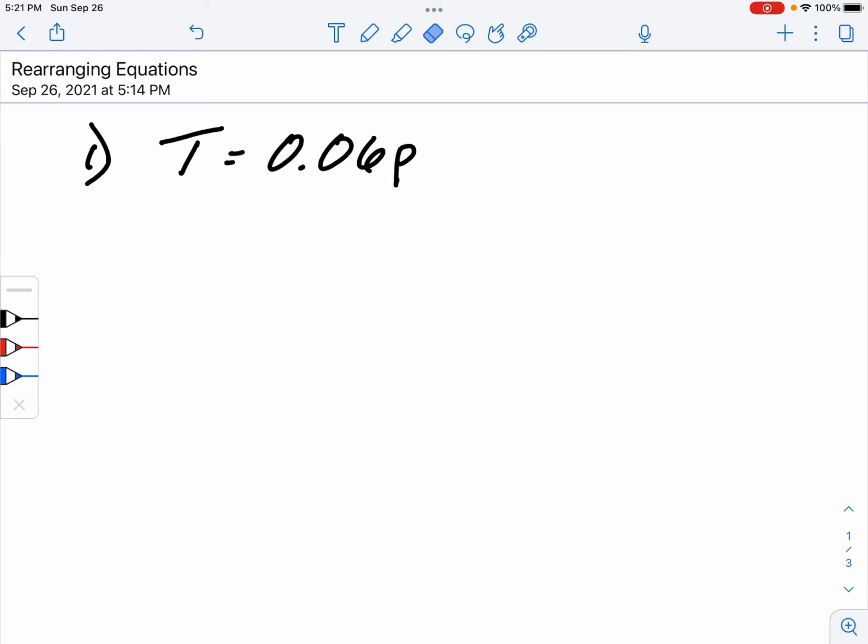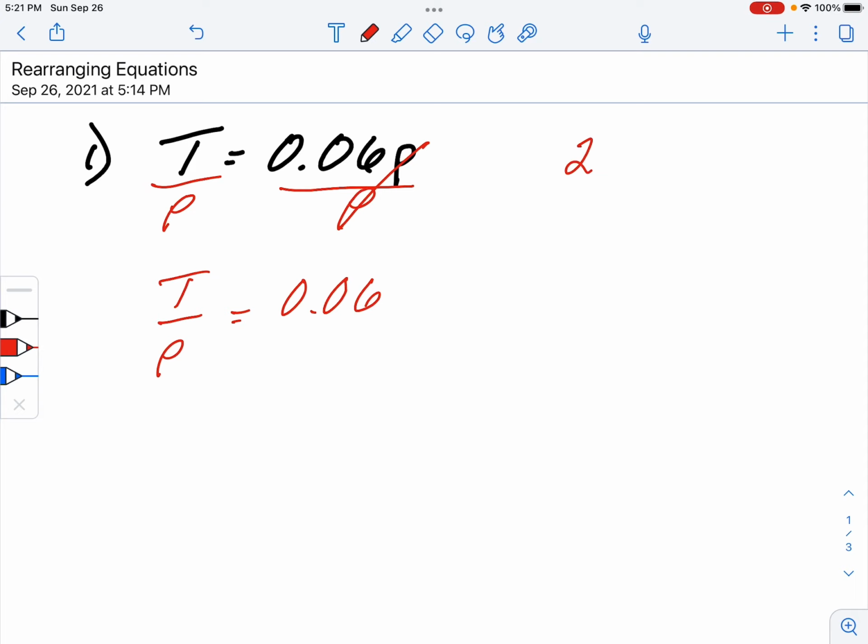For example, this first equation, t equals 0.06p. One thing that we could do to make this look different is divide both sides by p. If I do that, on the right we'll end up with p divided by p. Those will go away and we will be left with t over p is equal to 0.06. So one other way we could write this equation is t over p is equal to 0.06.